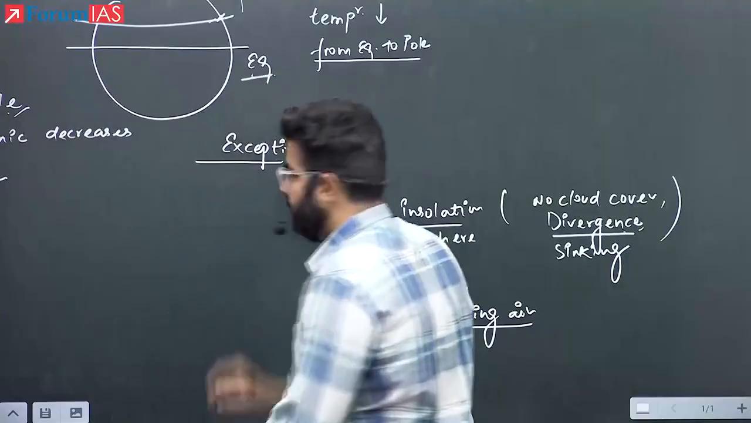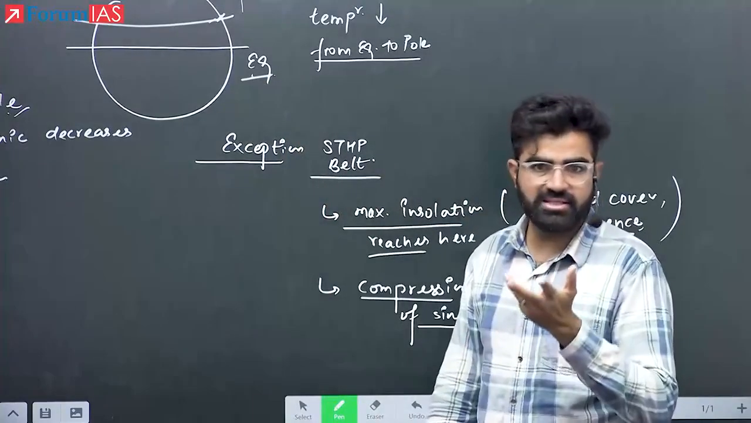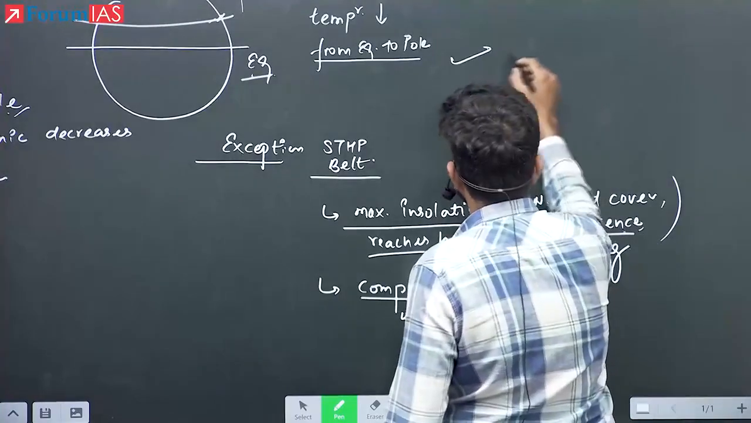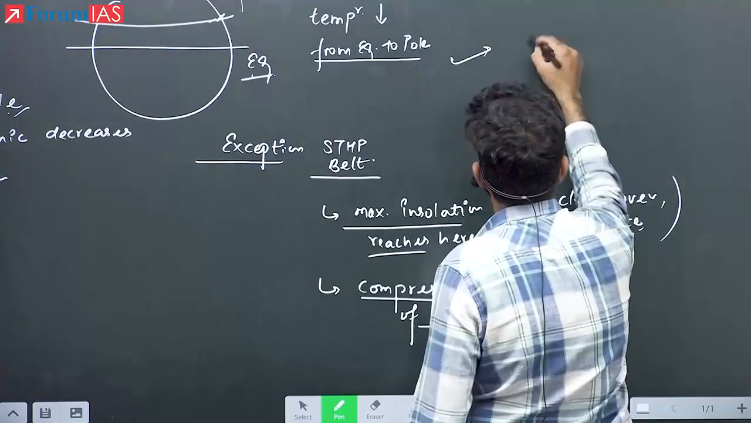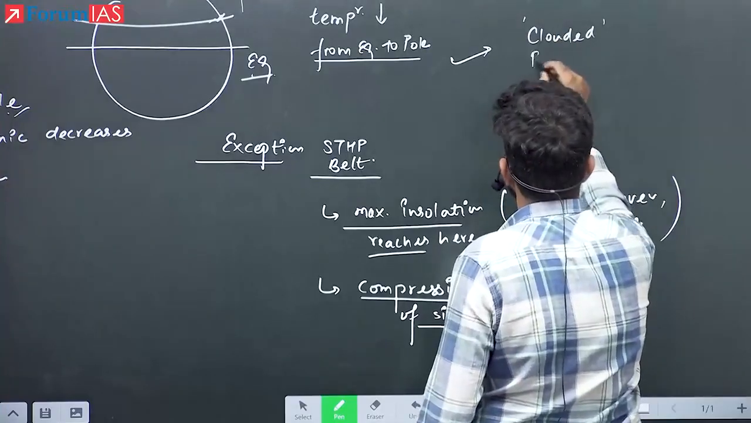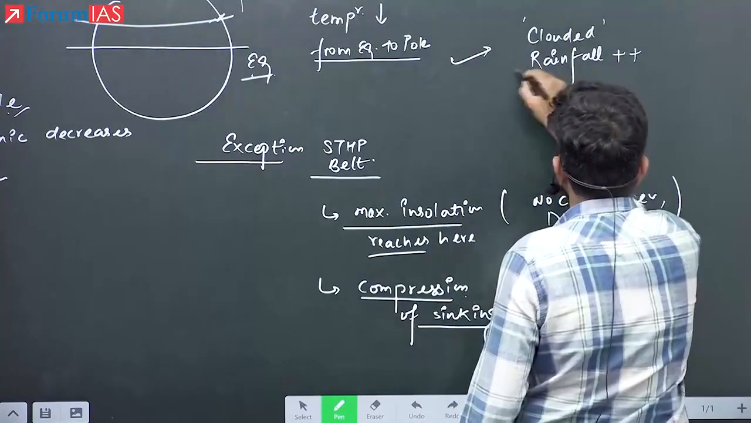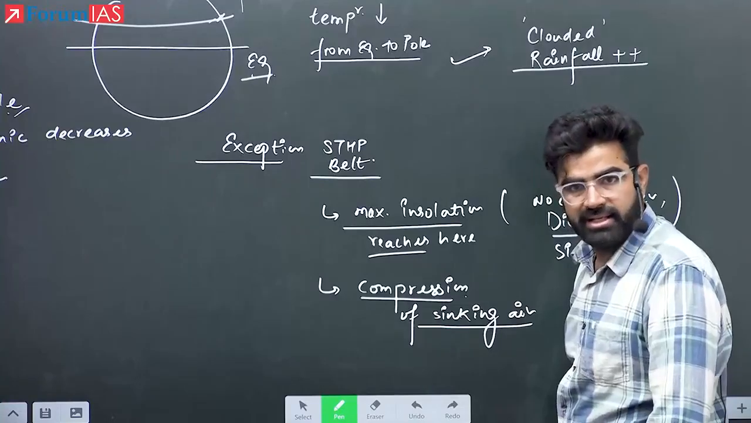Why is the equator temperature somewhat less? This time we will add a third factor also. What is this third factor? It is the rainfall, right? So here on the equator, we will say less insolation reaches here. Number one, because it is clouded. Second, because the rainfall in the equatorial region is very, very high. We have learned about the equatorial type of climate. Did I discuss that one?